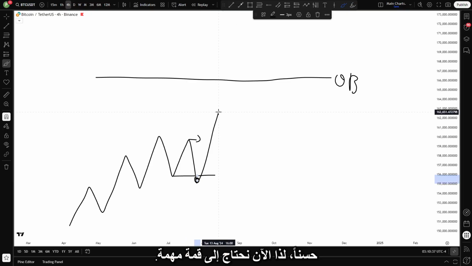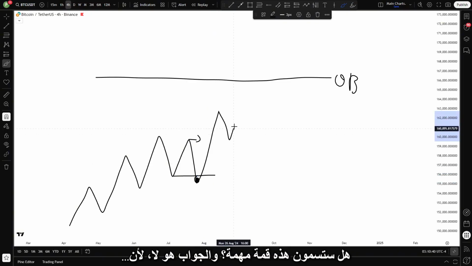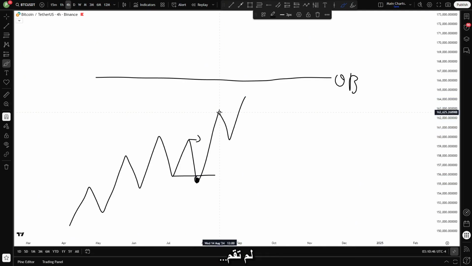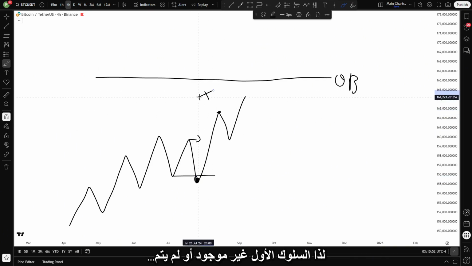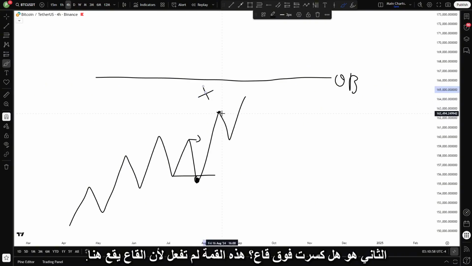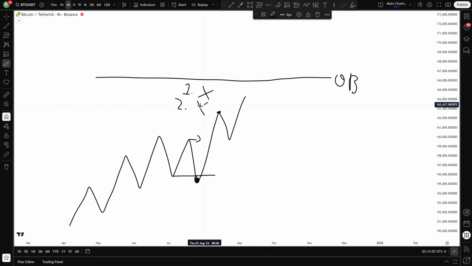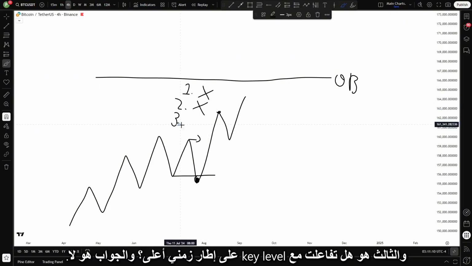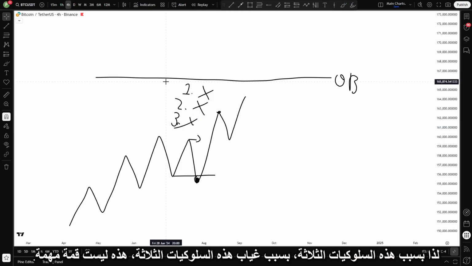Okay, so now we need a significant high. Let's say price does this. Would you call this a significant high? And the answer is no, because this high hasn't purged liquidity, so the first behavior hasn't been followed. The second one is, has it broken above a low? This high hasn't, because the low is sitting right here. And the third one is, has it reacted to a higher time frame key level, and the answer is no. Because of the lack of these three behaviors, this isn't a significant high.